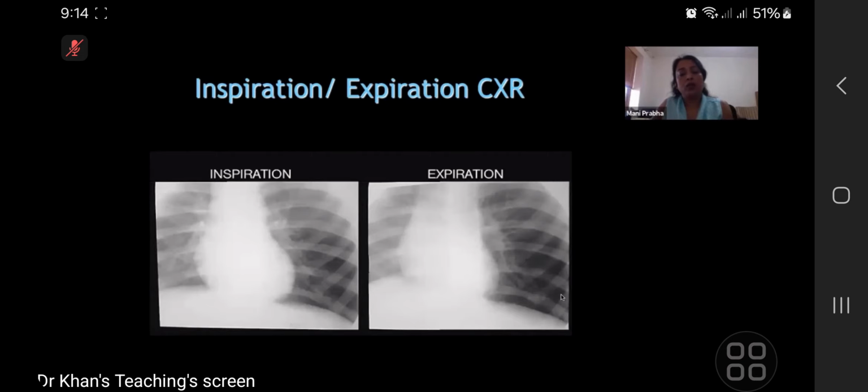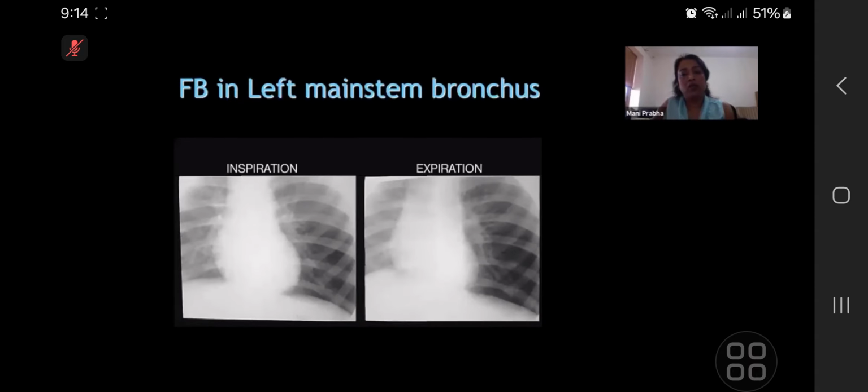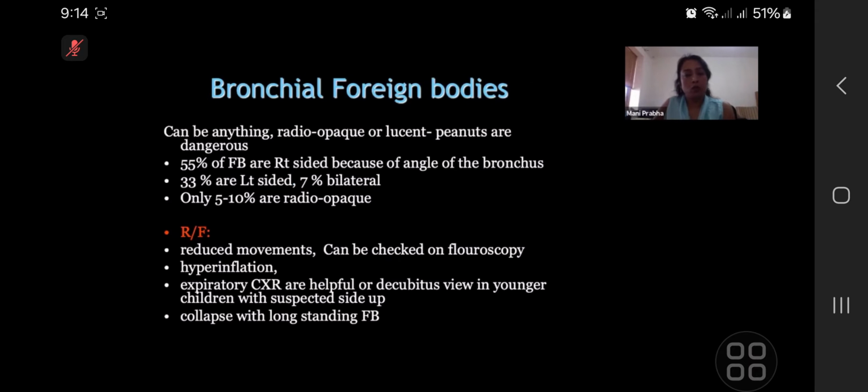On inspiration, there is more air trapping, which will cause the lung to expand further in expiratory views. If the child is not able to cooperate for expiratory view because of the age, then we can do a fluoroscopic examination also. So bronchial foreign body should be considered as a differential when you see abnormal lucency in a slightly grown up or 2-3-year-old child. Bronchial foreign bodies can be anything.